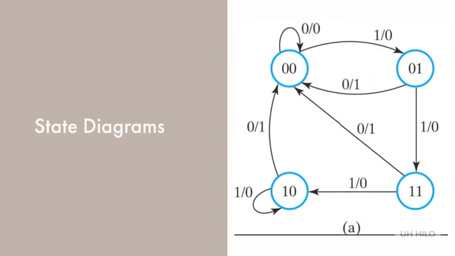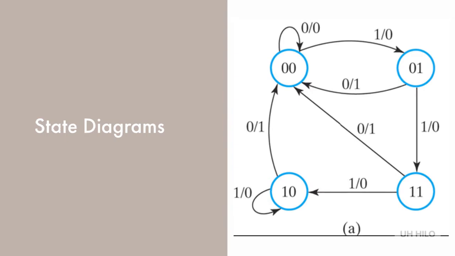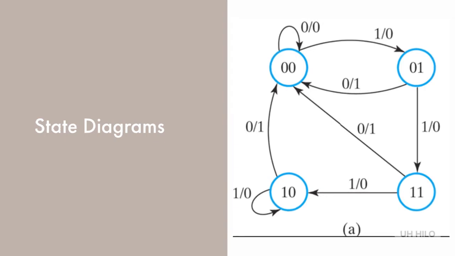The information available in the state table may be represented graphically in the form of a state diagram. A state is represented by a circle, and transitions between the states are indicated by directed lines connecting the circles. The state diagram for the sequential circuit we discussed earlier in the presentation is shown here. It provides the same information as the state table, but it's in an easier format for us to understand.